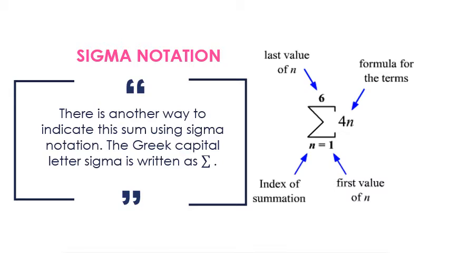So we have this symbol, which is your sigma symbol. Then you have the formula here for the terms of your sequence. And we have this one, our index of summation, which can be represented by any letter. Next, the first value of n. Then we have the last value of n in the upper portion of your notation.